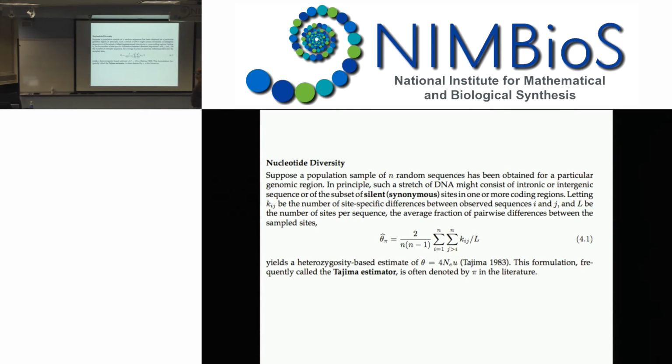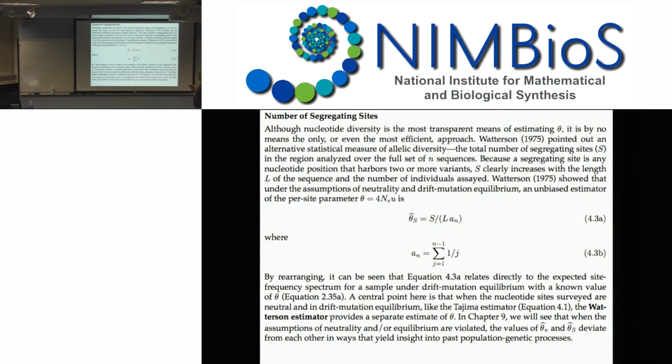So polymorphism come in a couple of ways. Probably the simple way is number of segregating sites. If I look at L sites, what fraction of those sites are polymorphic? S over L is the fraction of sites in my sample which are polymorphic. It doesn't say how polymorphic they are. Nucleotide diversity tells me that.